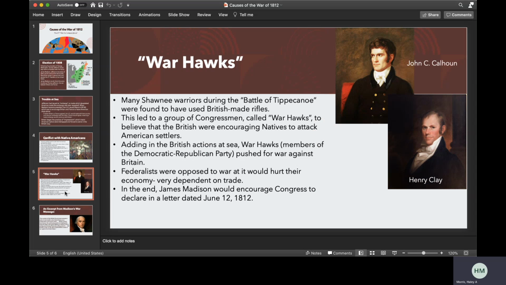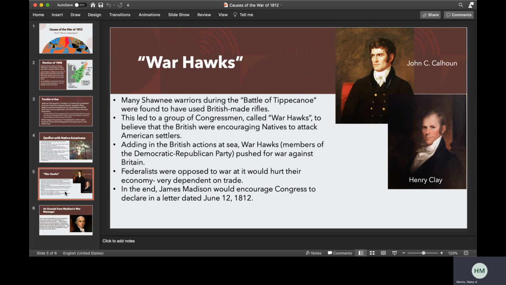So War Hawks is another term that comes about at this time, and so many of the Shawnee warriors during the Battle of Tippecanoe were found to have used British-made rifles. Obviously, that doesn't make the U.S. very happy because the British are supplying the natives with weapons. And so this led to a group of congressmen called the War Hawks to believe that the British were encouraging natives to attack American settlers.